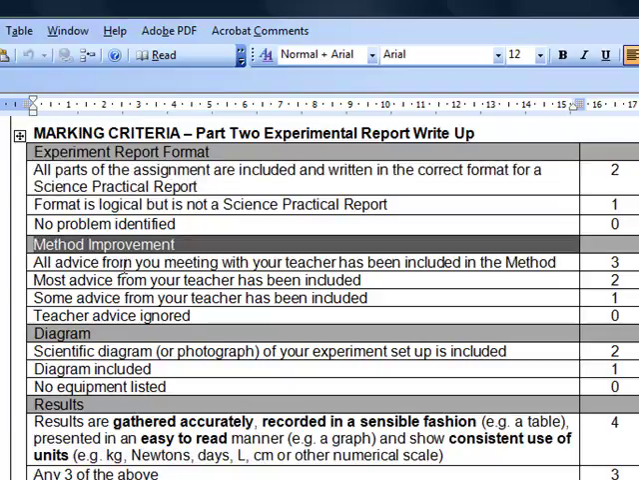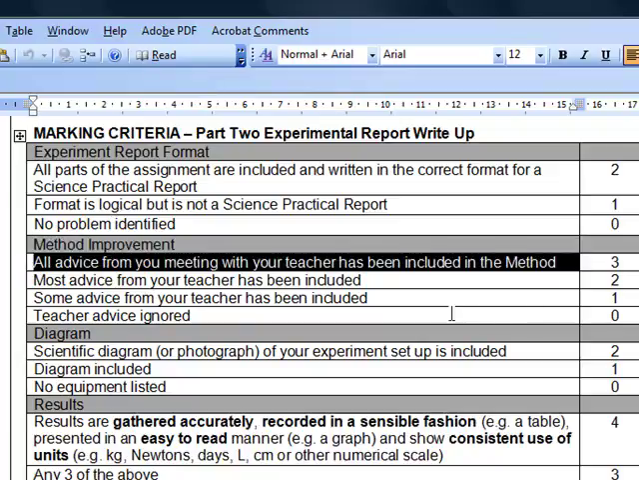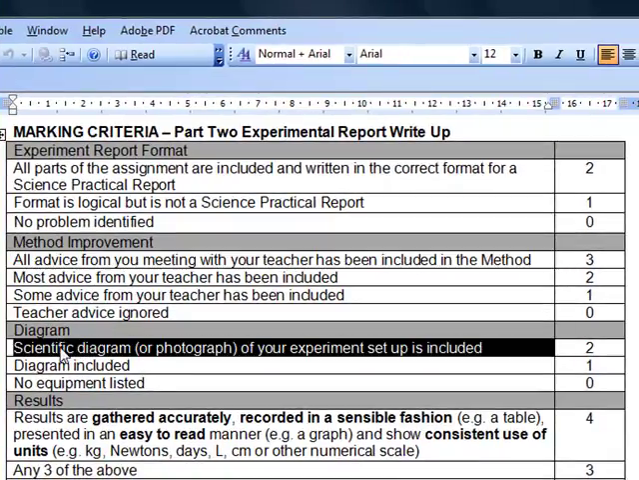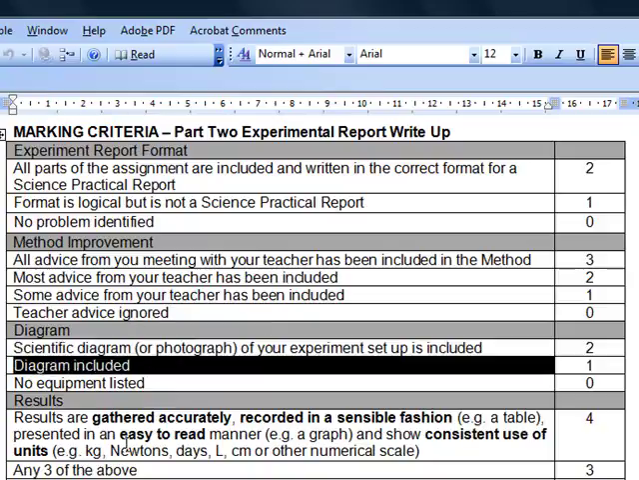We're asked after how you improved your method, and we've already discussed that several times. So just make sure that it's in the correct format. Just follow the scaffold there, and then this bit here, want to make sure all the advice from your meeting with your teacher has been included in the method. And if you want to make that as clear as possible, as I said before, you bold it, underline it, or italicize it. Moving on to the diagram, a scientific diagram or photograph of your experiment is included there. 2 marks if that's included. If it's just a diagram included and it's not a scientific diagram, okay, we'll just give you 1 mark there.